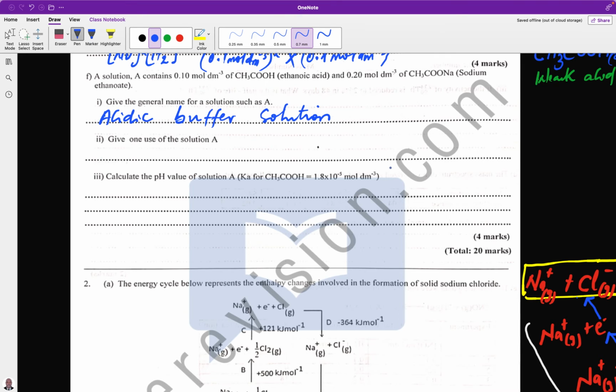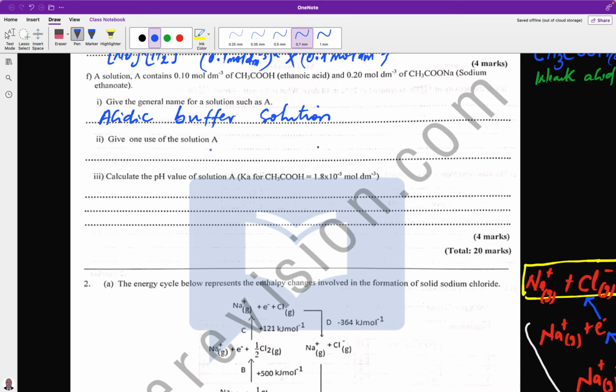This is an acidic buffer solution. Give one use of solution A. You know that solution A is a buffer solution. This is a solution that can resist a change in pH when a little acid or alkali is added.